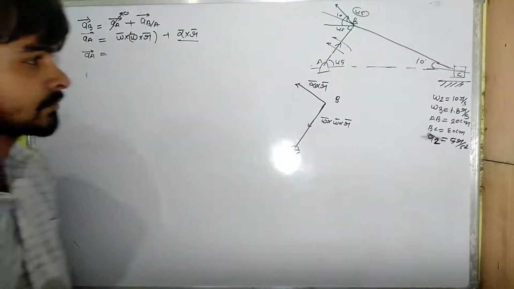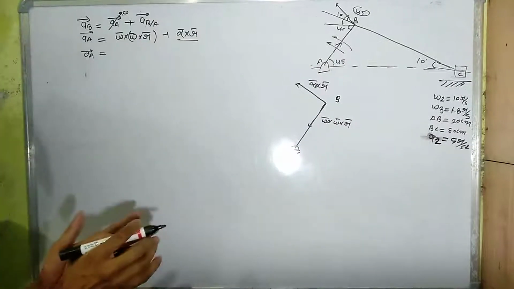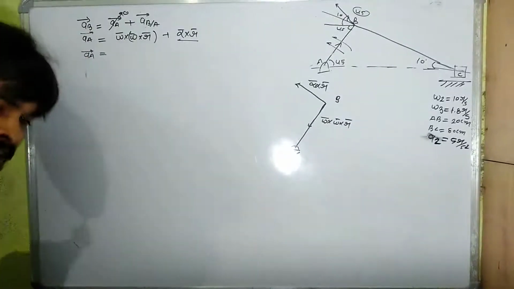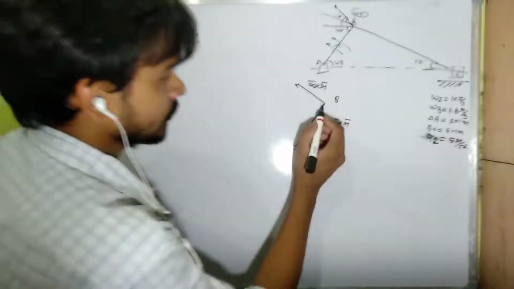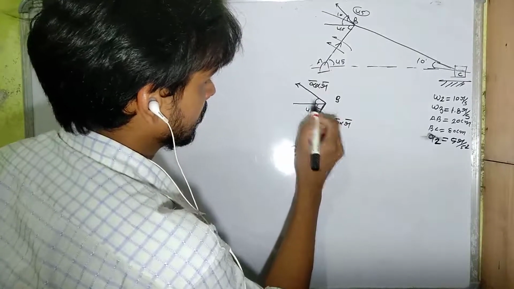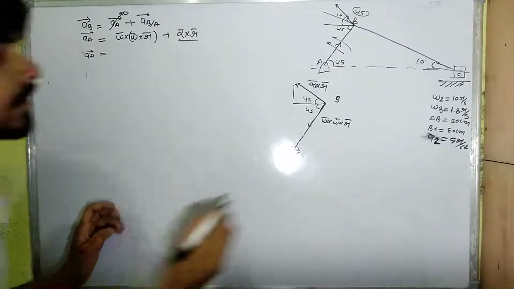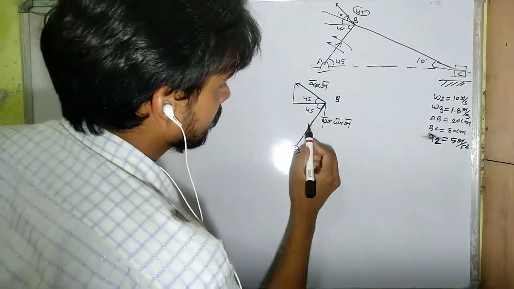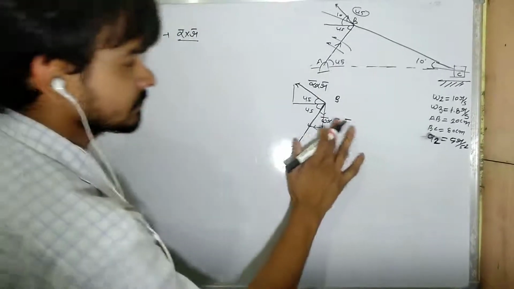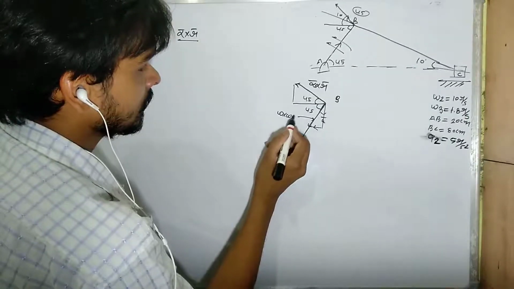Now you have to resolve all these things in the horizontal and vertical directions. So how can you resolve? This angle is 45 degree, this angle will also be 45 degree, so you can resolve like that. And omega cross r you can also resolve like this. This is your omega cross r.